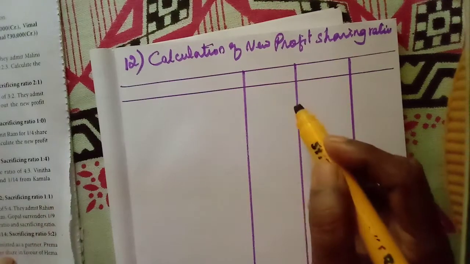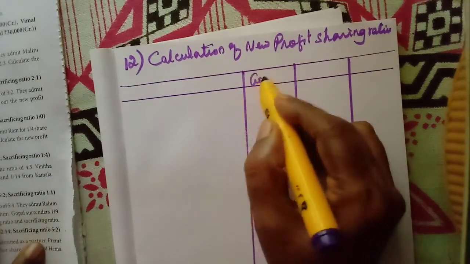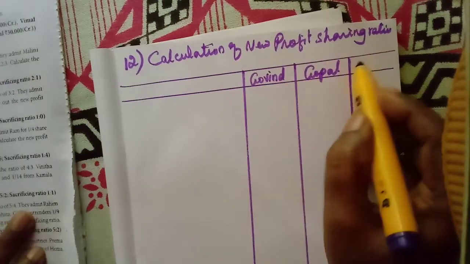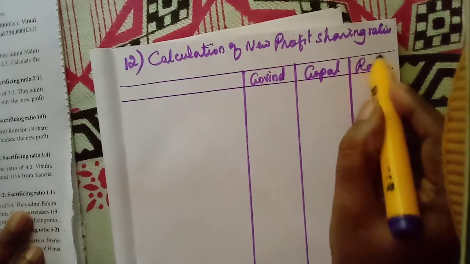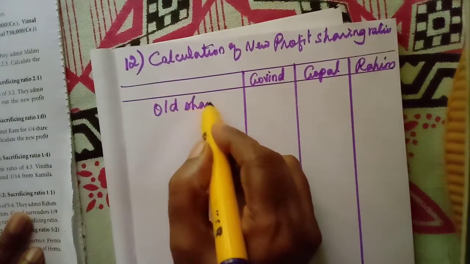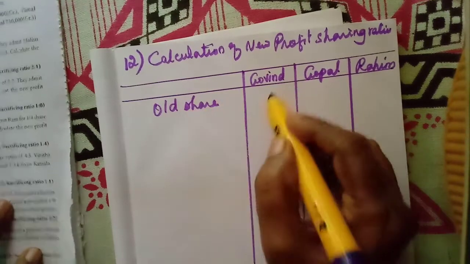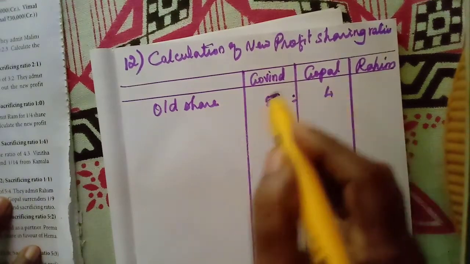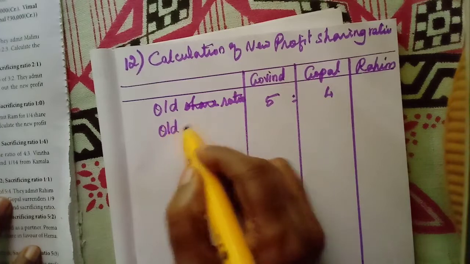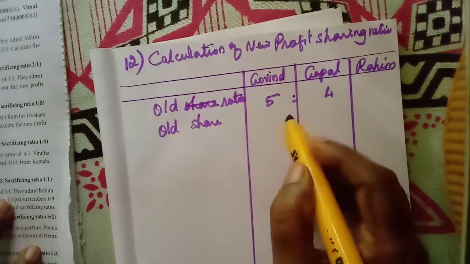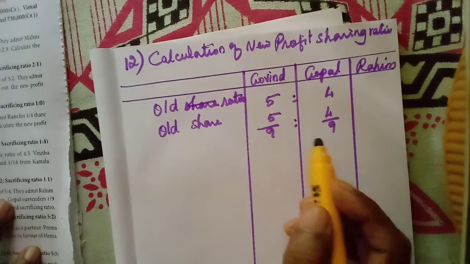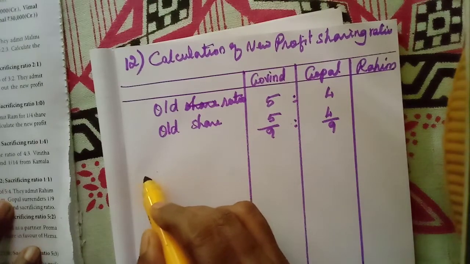Okay, partner's name Govind, then Gopal, new partner Rahim. Okay, first old ratio, 5:4. Now old share, 5/9 and 4/9. Now share sacrificed.